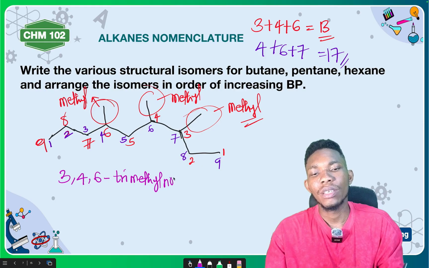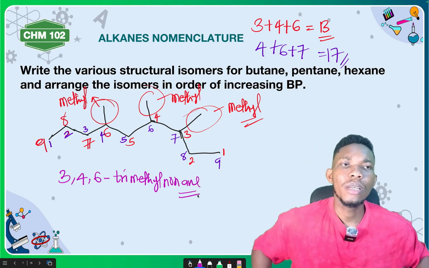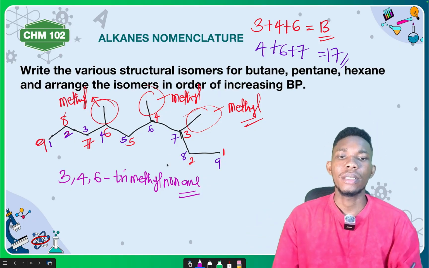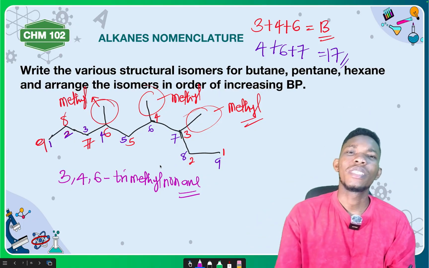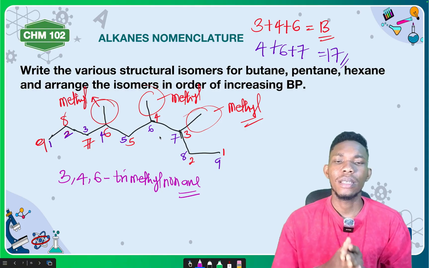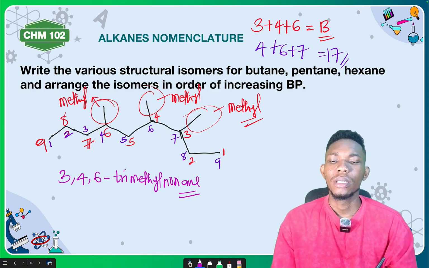9 carbon is how many? Nonane. All right, that will be the name of that compound. Is that okay? Very simple, right? All right, let us see another one briefly.